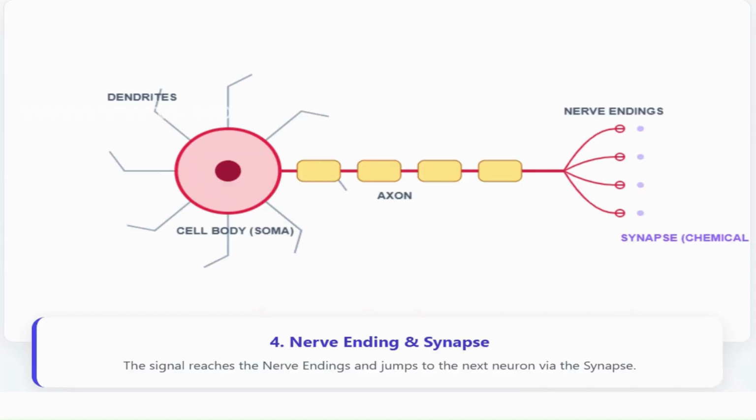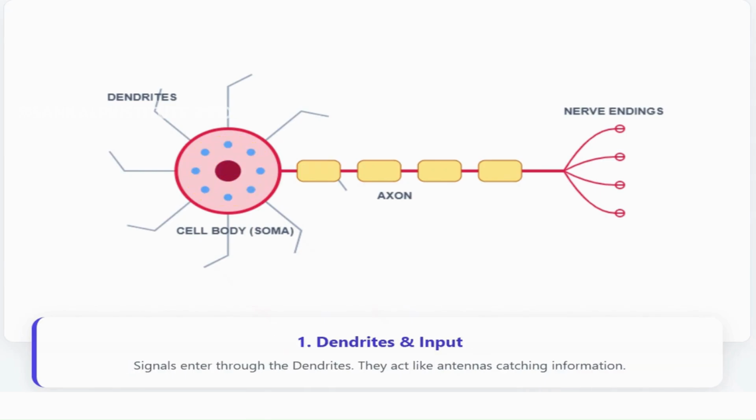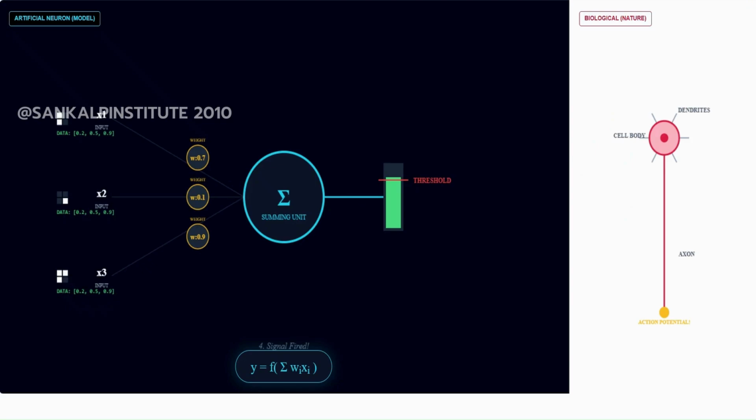Now that we understand how a biological neuron works, let's see how this idea is copied inside a machine. In our body, a neuron receives signals through dendrites, decides whether the signal is strong enough, and then sends a message forward. An artificial neuron does the same thing, but with numbers instead of electrical signals. Think of the inputs of an artificial neuron as the dendrites. These inputs bring information, such as pixel values of an image or numbers from data.